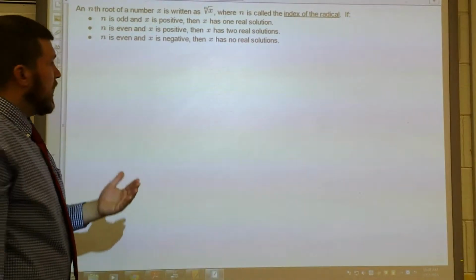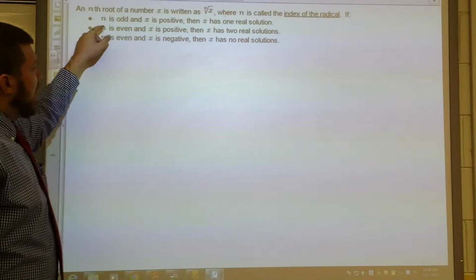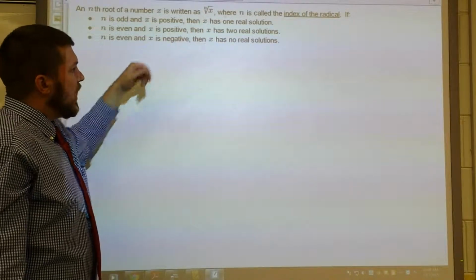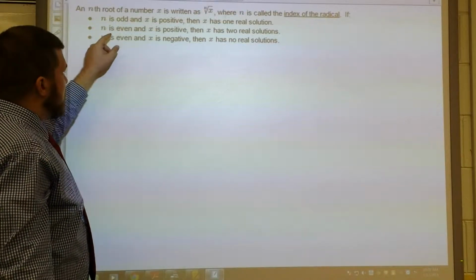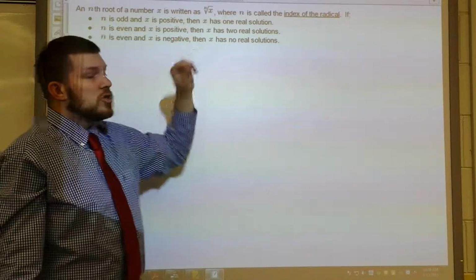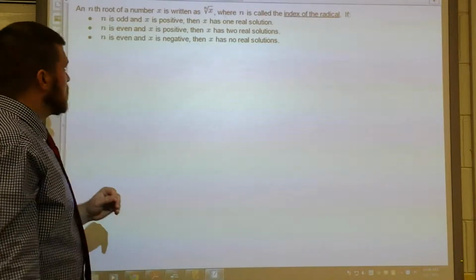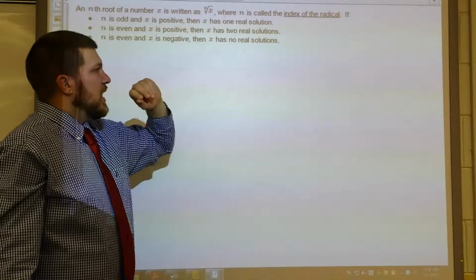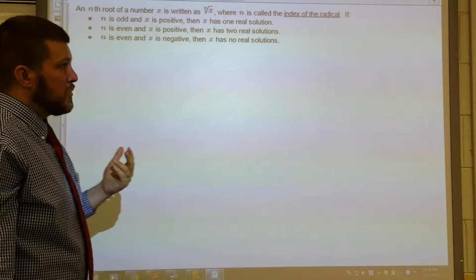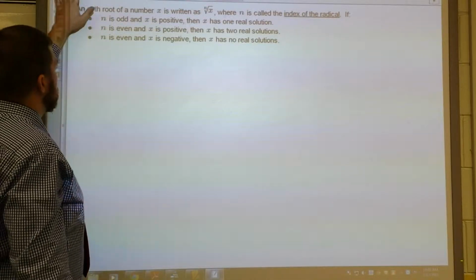We have a couple rules about n. If n is odd and the number underneath our radical is positive, then x has only one solution. If n is even and x is positive, then x has two real solutions. And then if n is even and x is negative, then x has no real solutions. That means we're going to have complex solutions. So just keep those in mind.